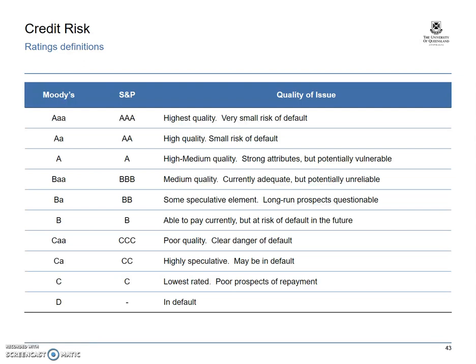In our next video, we'll be looking at credit risk and the rating agencies.